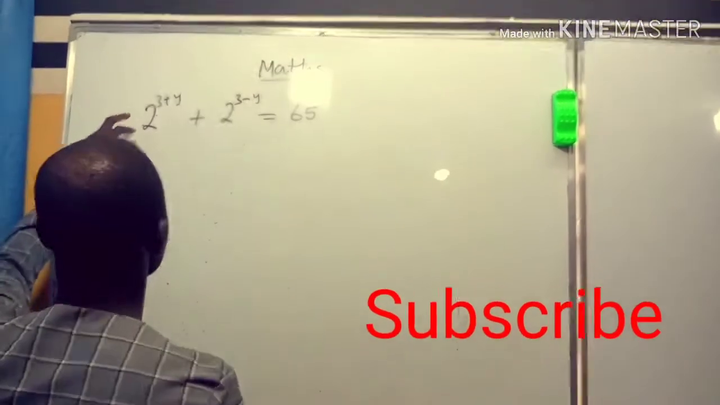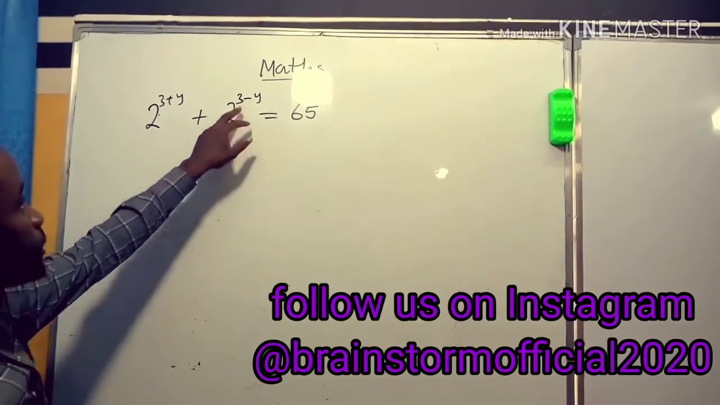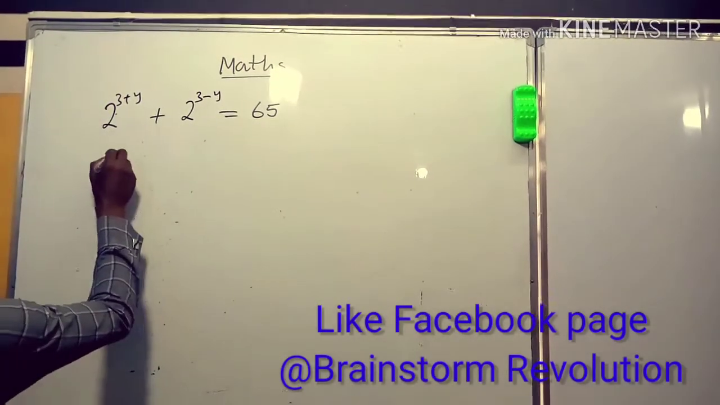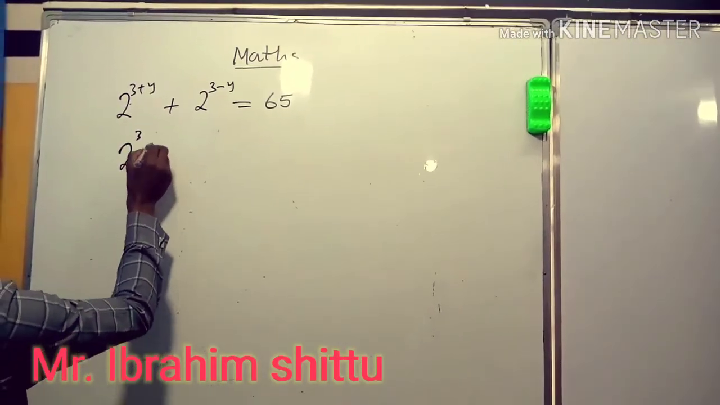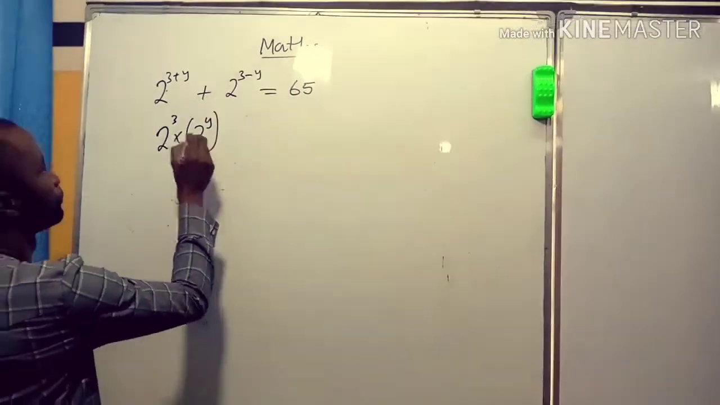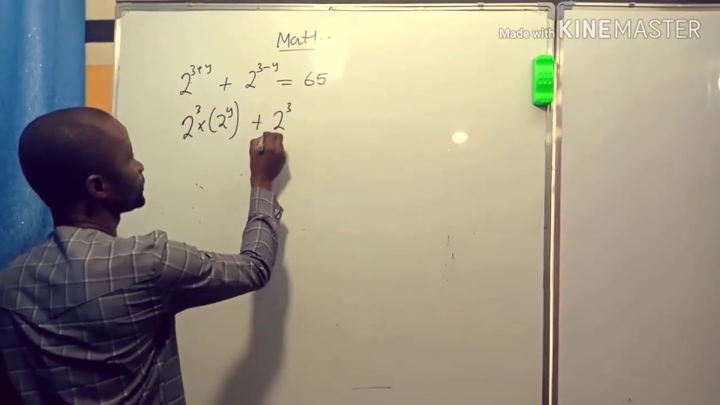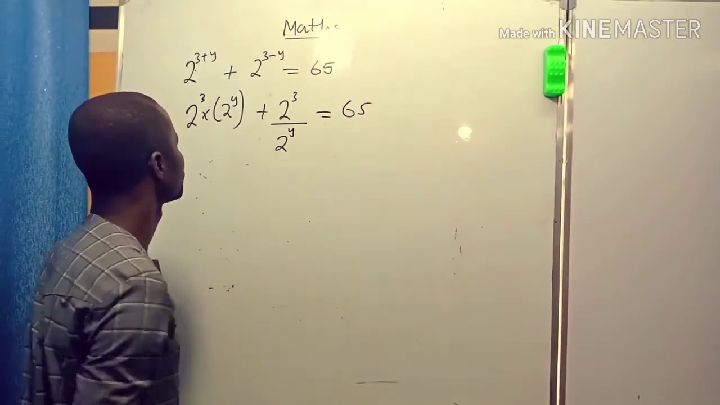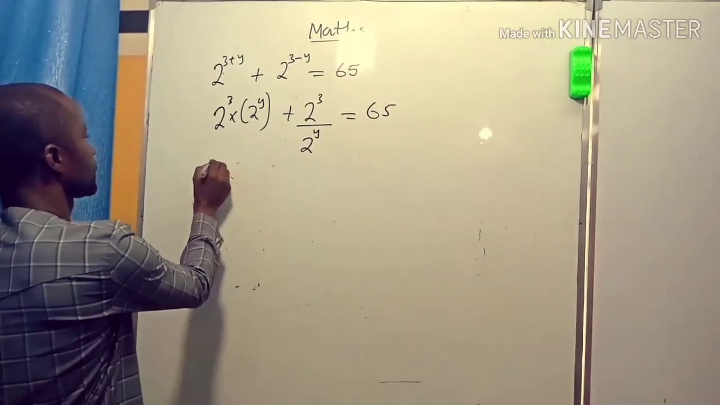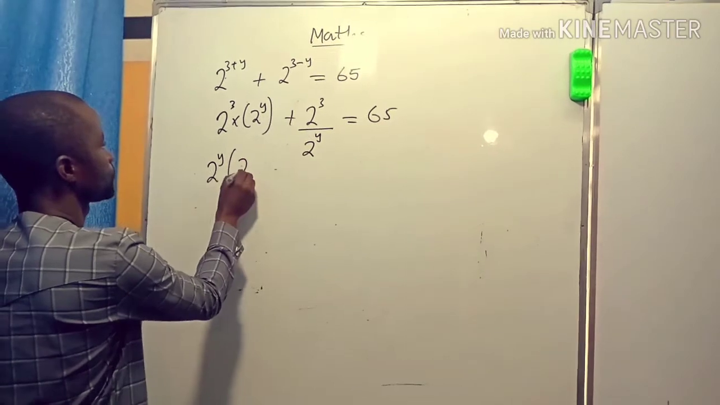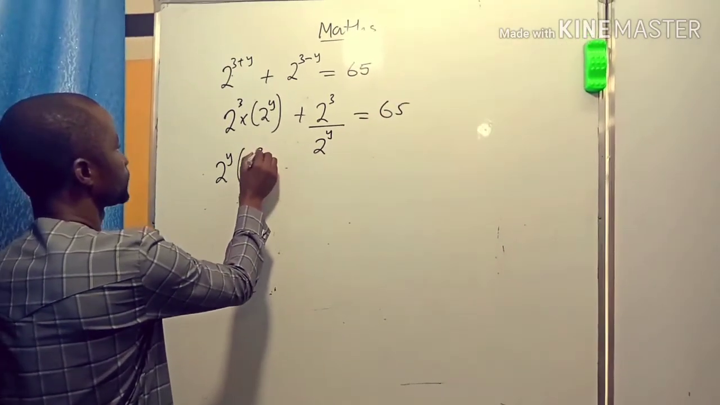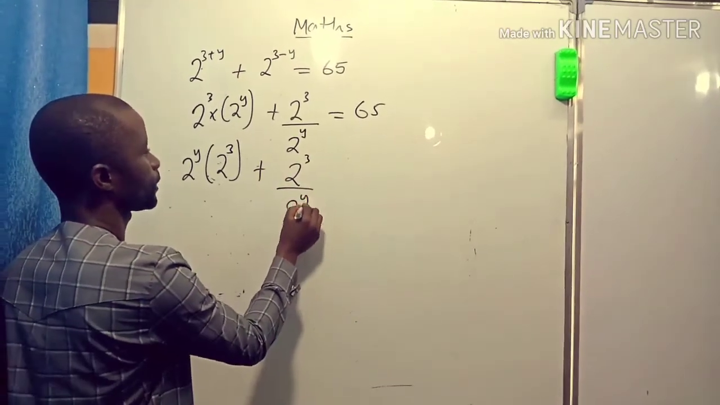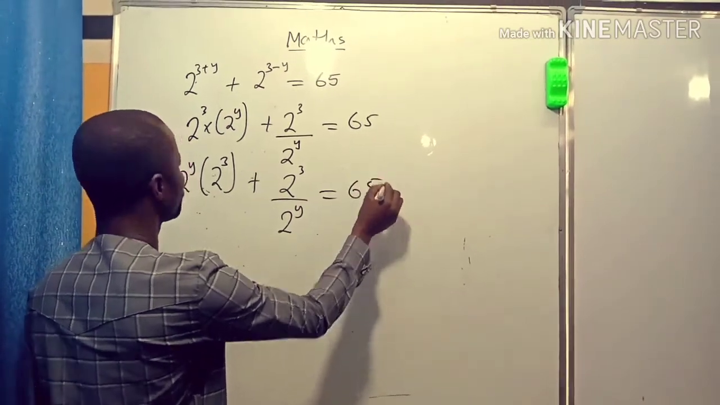Now we have 2^(3+y) + 2^(3-y) = 65. Therefore, 2^3 × 2^y + 2^3 / 2^y = 65. Now when you have this, it is the same thing as 2^y × 2^3 + 2^3 / 2^y = 65.